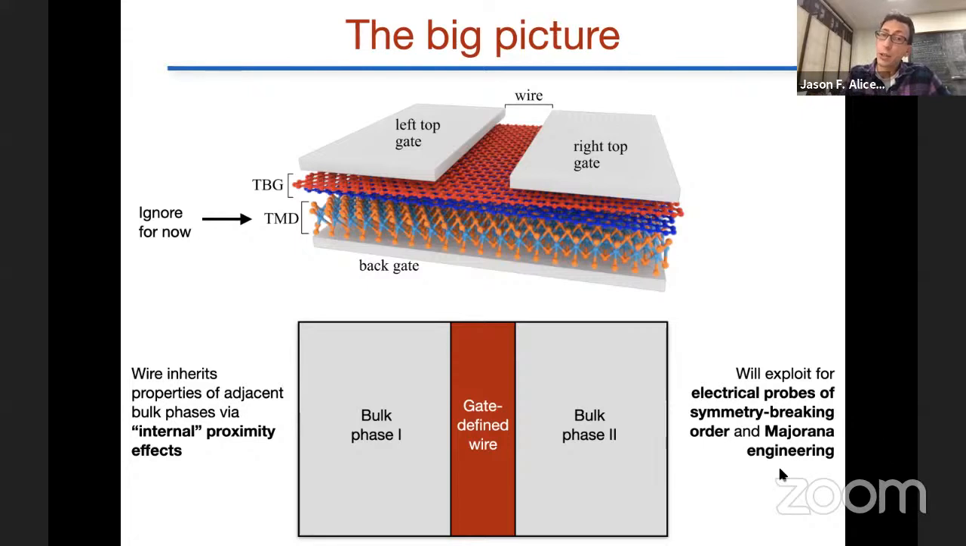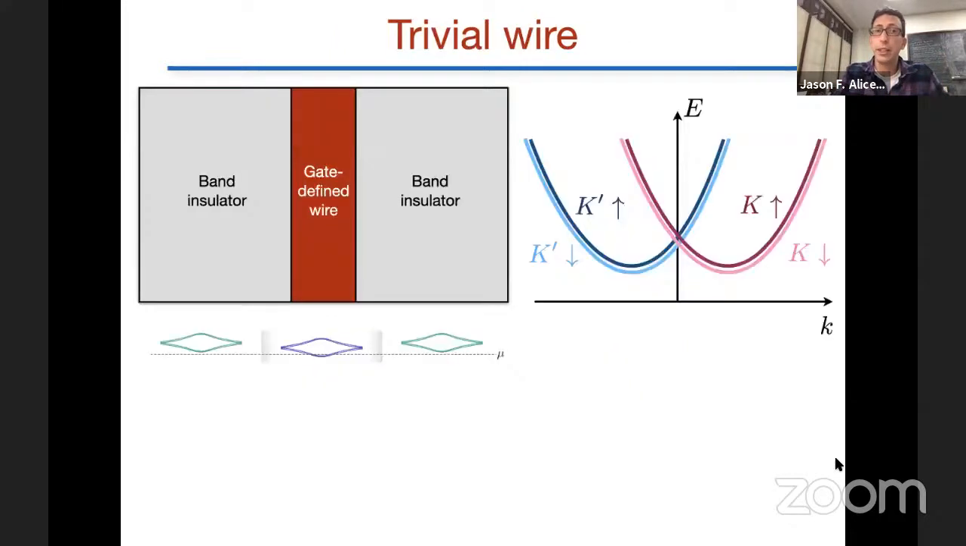And then along the way, I'll describe how those internal proximity effects can be useful for obtaining electrical probes of symmetry breaking order that might be very, very difficult to detect using other techniques. All right, so that's a very zoomed out big picture set of takeaway messages. So now let me go through the details of how we can actually make these things happen.